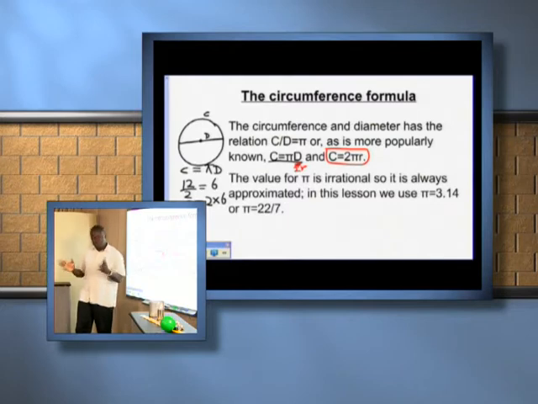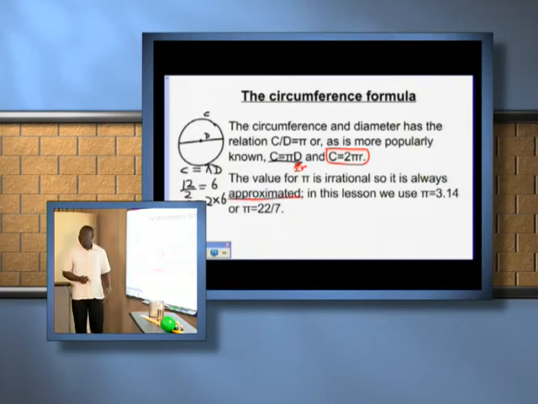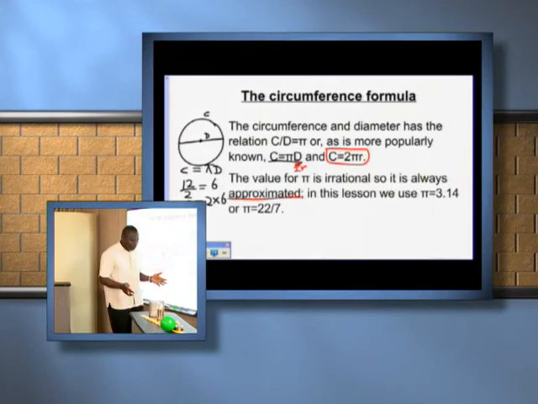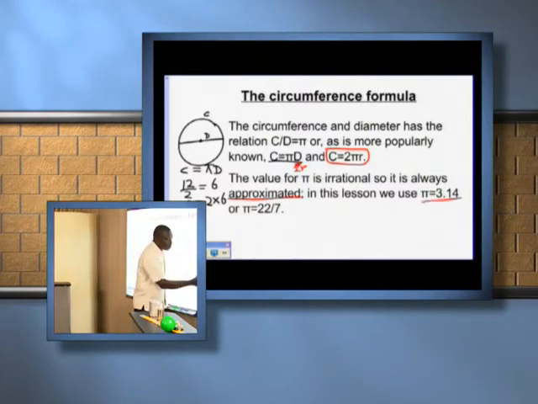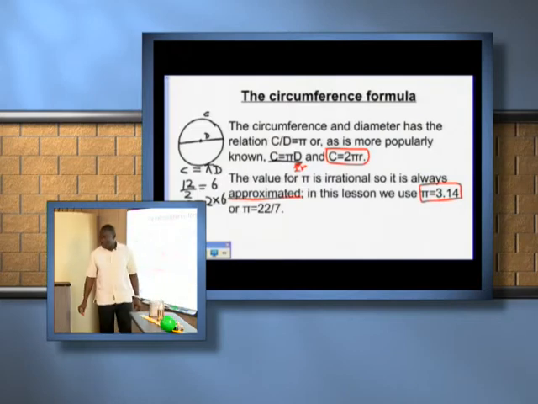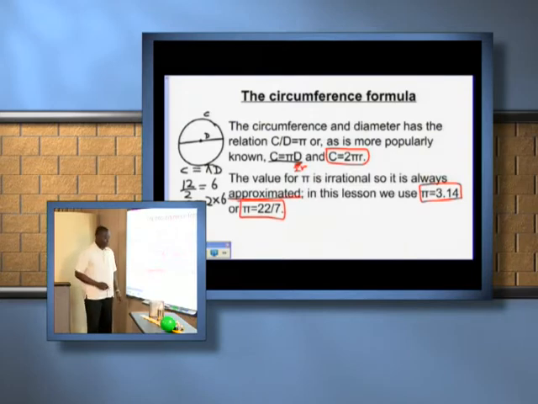So if we're going to write the value of pi, we can only approximate it. We cannot write the true value of pi. Different persons approximate pi differently, but all the approximations are close. In this lesson, we're going to use pi as 3.14, or we're going to use pi as 22 divided by 7. So that's what we're going to use for pi in this lesson.